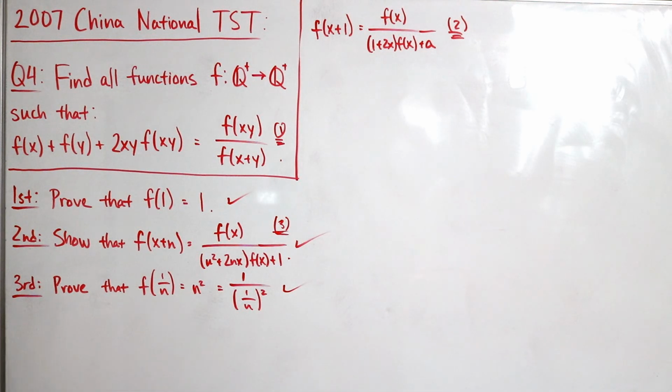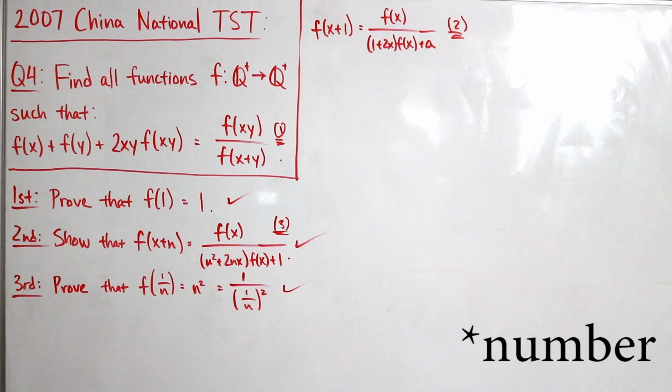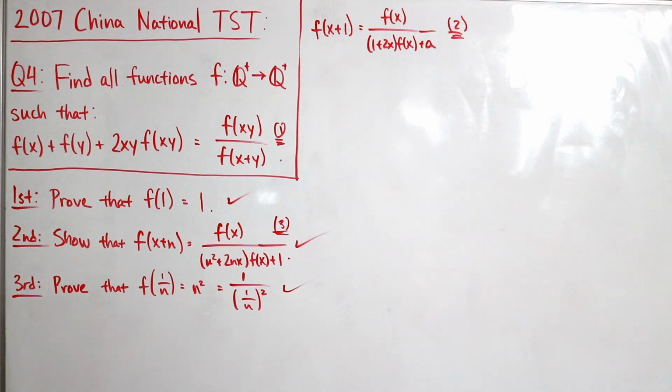So now the final step is, we just showed that f of 1 over n is equal to n squared. So it's in the form of a rational function, but we have to consider more rational functions that are irreducible. That's the last thing we want to consider. So now the fourth and final step for finding our solutions is that there are some conditions that we need to add.